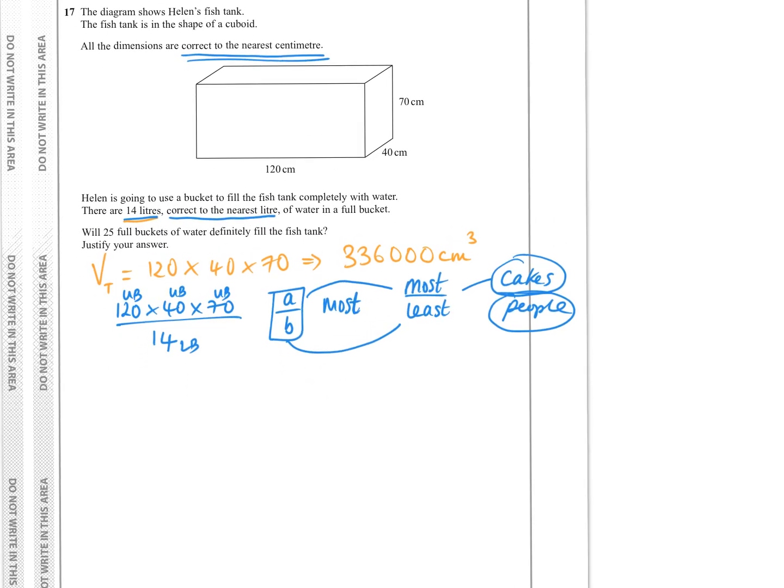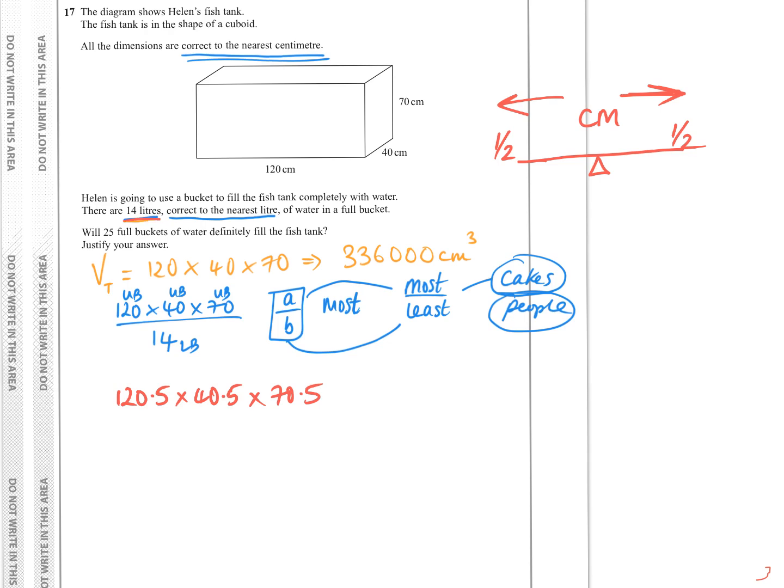So let's have a look what we'll have. If we want these to the nearest centimetre, I always look at this like a seesaw. If you cut it in half, you can have half a centimetre either way. So in this case, we want the upper bound, so we want to add half a centimetre. So we're going to have 120.5 times 40.5 times 70.5.